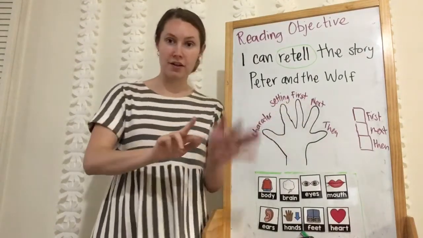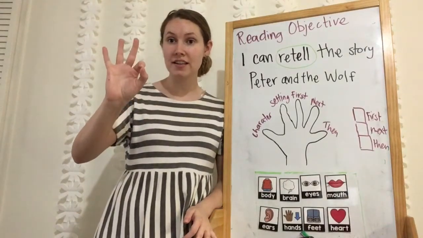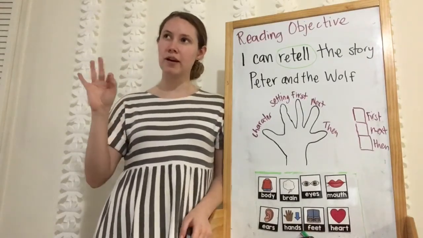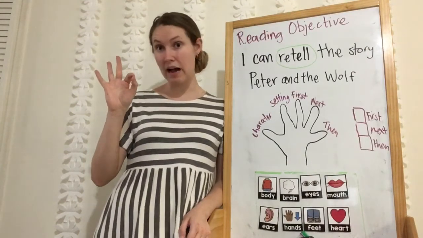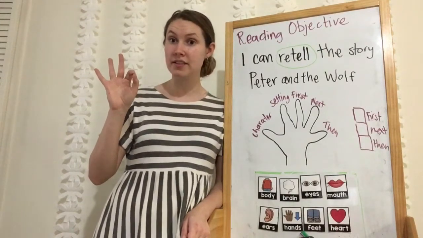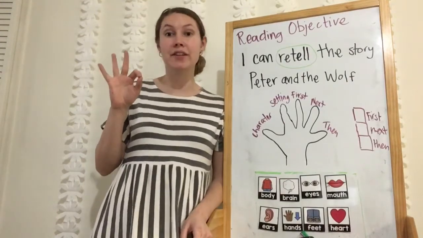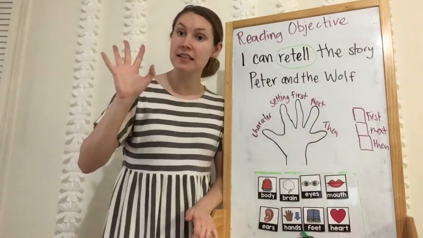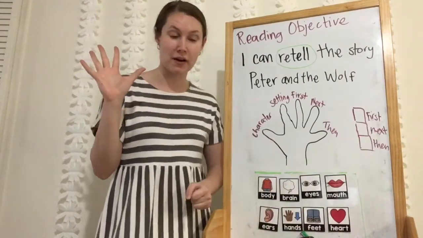Now, our next 3 fingers, our middle finger, our ring finger, and our pinky finger, they tell us what happened first, next, and then. So let's think, what happened first in the story? First, Peter went out into the woods. Next, a wolf came into the woods. Then, Peter helped his friends to catch the wolf and took it to the zoo. So that was a really easy way to just use our 5 fingers to help retell the story of Peter and the Wolf, to tell somebody else the story.